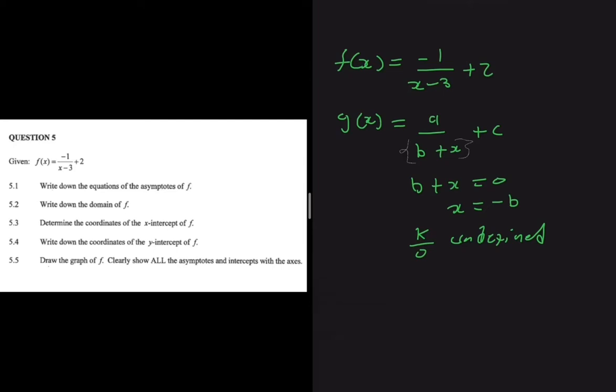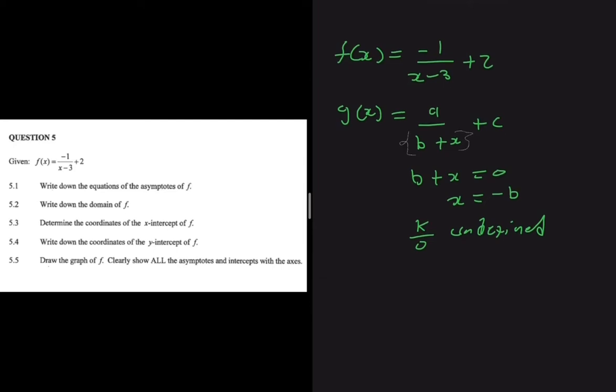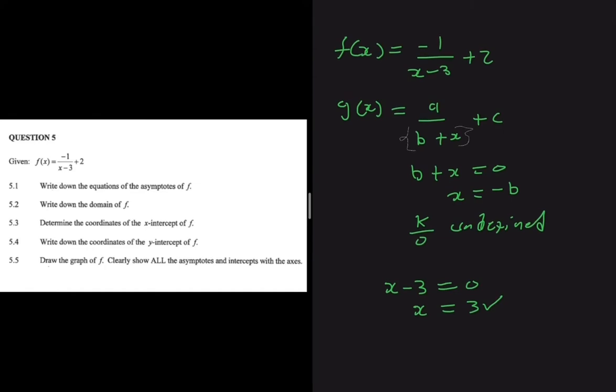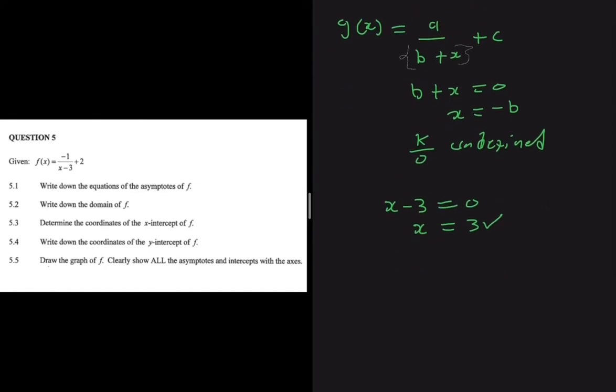So for me to practice what I preach, let me do the same for our f of x. On the denominator we have x minus 3, which we're going to equate to 0, like I said, and that will mean that x equals 3. If you take this 3 and substitute it in f of x, you are going to get undefined. So the x coordinate of the asymptote is x equals 3. But then the question says write down the equations. We have x, now we're looking for y.